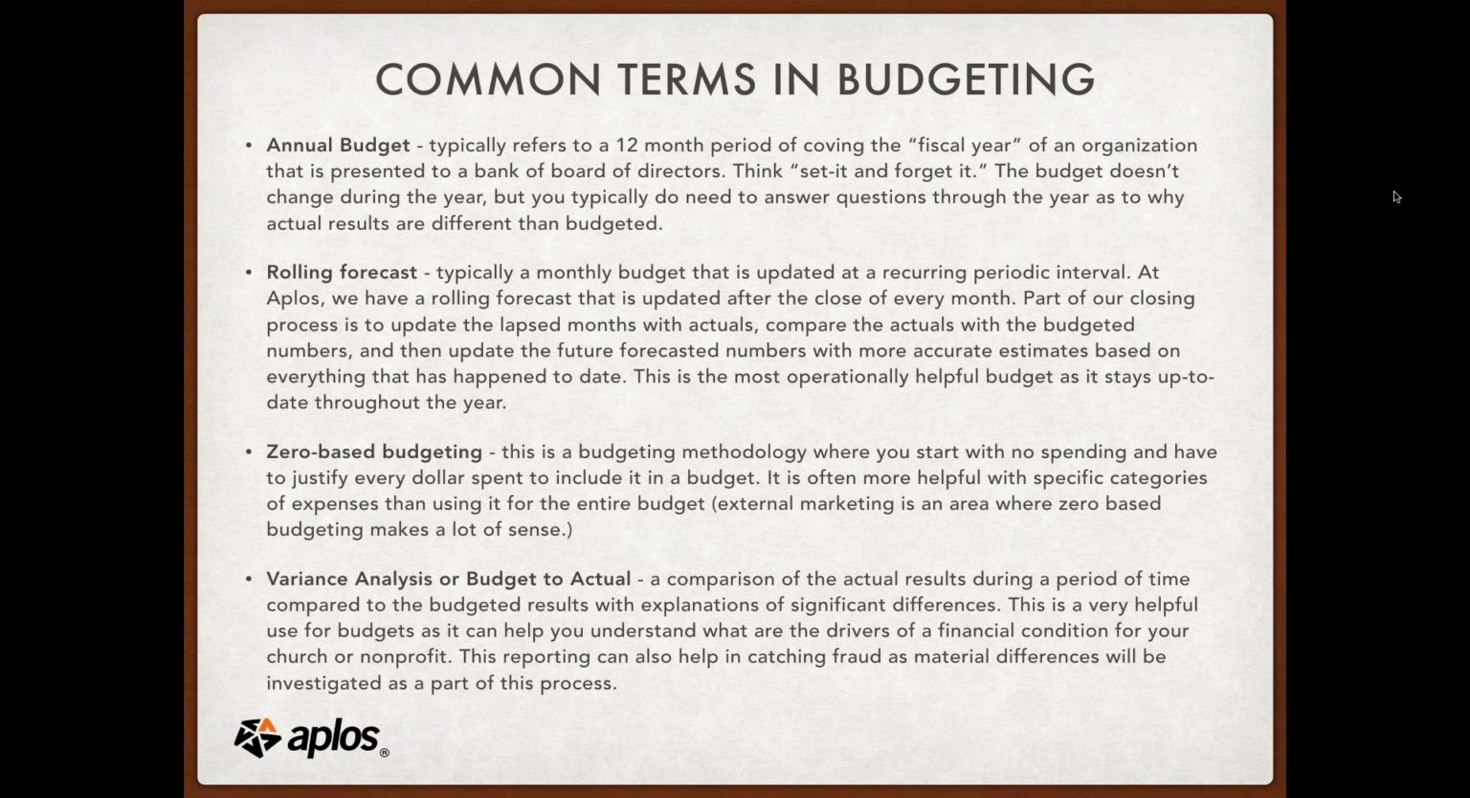A rolling forecast is a monthly budget that's updated at a recurring periodic interval. At Aplos, we have a rolling forecast for most of all of our operations, and we review that at the close of every month. So part of our process is to update the last month with actuals, compare the actuals with the budgeted numbers, and then update the future forecasted numbers with more accurate estimates. All that really means is we try to adapt with the seasonality and what happens during the year.